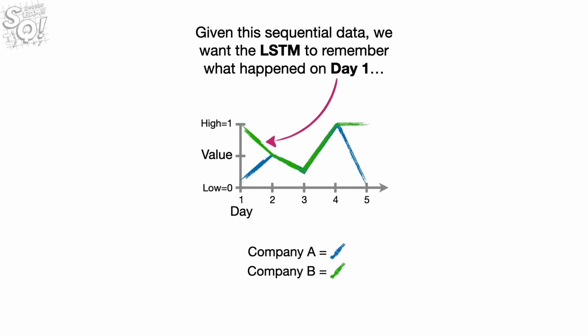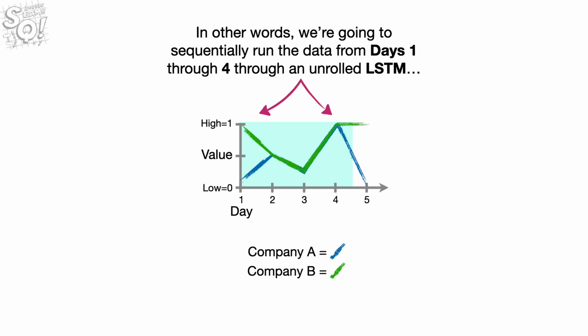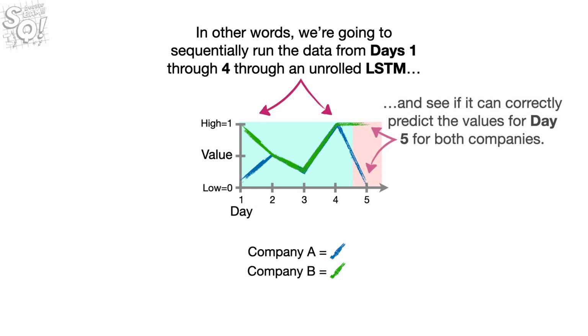On all of the other days, days 2, 3, and 4, both companies have the exact same values. Given this sequential data, we want the LSTM to remember what happened on day 1 so it can correctly predict what will happen on day 5. In other words, we're going to sequentially run the data from days 1 through 4 through an unrolled LSTM and see if it can correctly predict the values for day 5 for both companies.